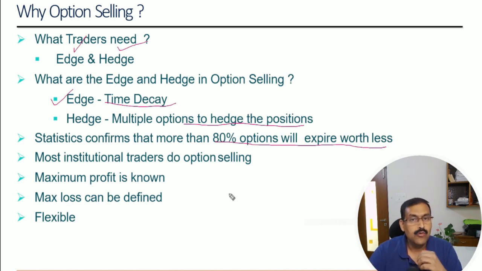And we also know that most institutional traders do option selling, and in option selling, the maximum profit and the max loss that you can incur can be known. The maximum profit is nothing but the premium or the credit that you have received. The maximum loss is up to you how you want to design the strategy, but it is possible to define in case of option selling.